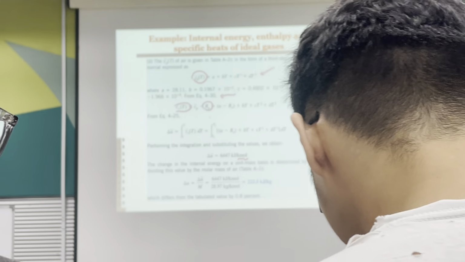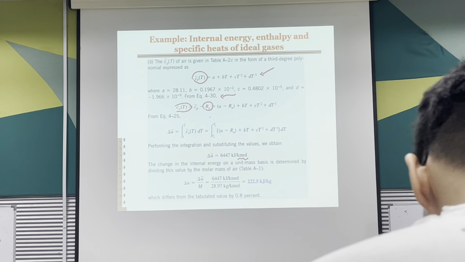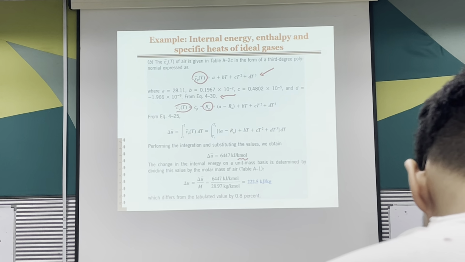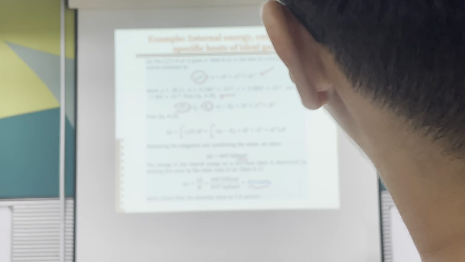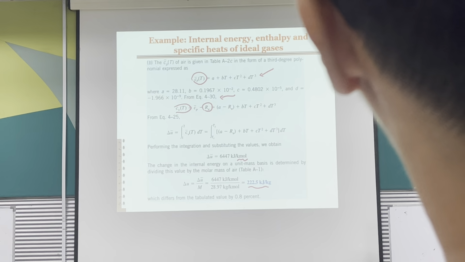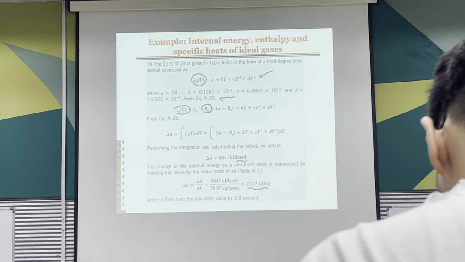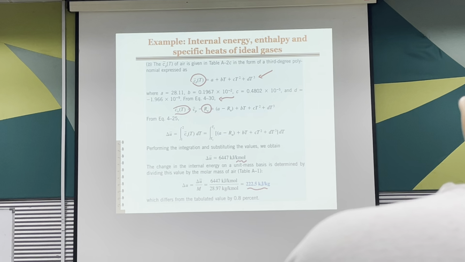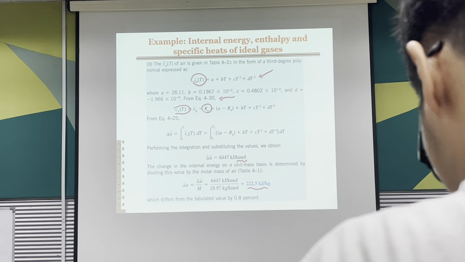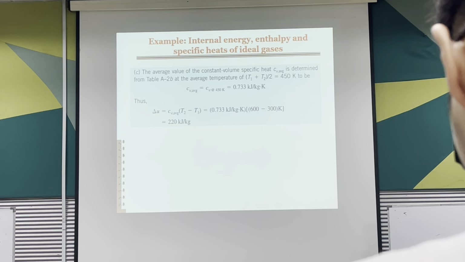So this way, if you solve this, you will get U bar. You divide by molar mass, you get the delta U value. This delta U value is 222.5, compared to the previous page where you got 220.71. So the difference is not that big, only about 0.8%. That's why we say this method is a very accurate method. Now we look at the third method, which is also very straightforward.